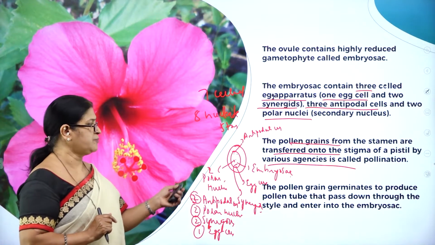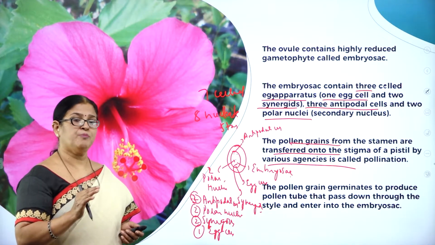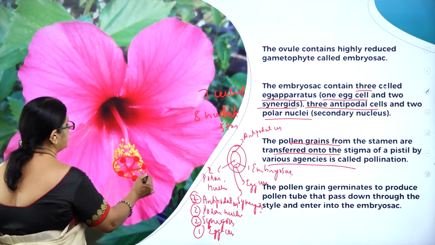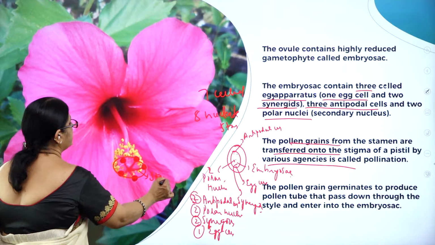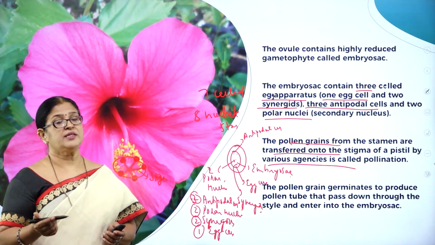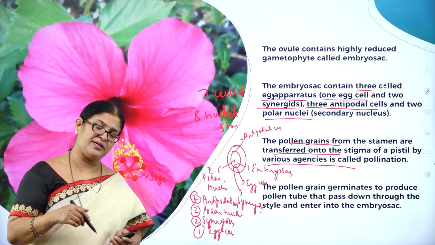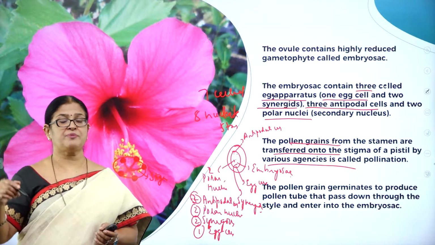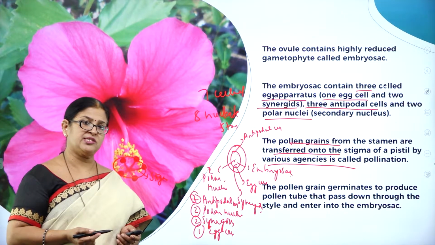Then moving on, the pollen grain, as you know, once the pollen grains fall on the stigmatic surface. So this is the stigma. Here you can see this is the stigma. For example, if it is a bisexual flower, then the pollen grains may fall on the same stigmatic surface, or maybe the pollen grains from some other flower might fall on the stigmatic surface.